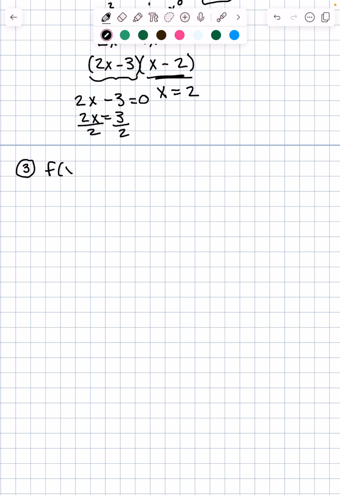Let's do f of x is equal to 2x to the 4th plus x cubed minus x squared minus x minus 1. Okay, so here the degree of this polynomial is 4, so that means we're going to have 4 solutions for x. My possible zeros.